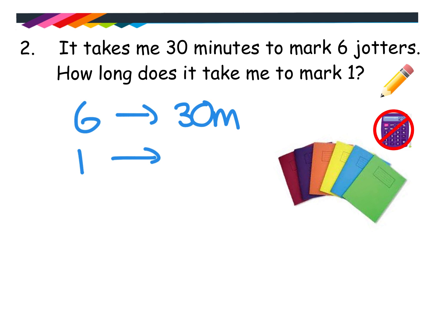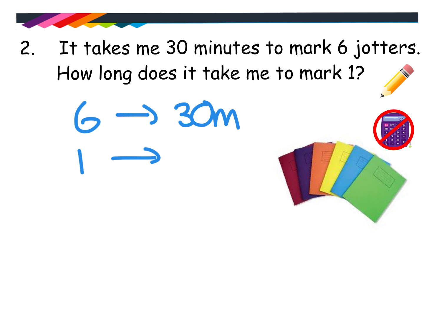So the thing we're trying to find out should be on the left-hand side. So in the last example, I was looking for the cost of a magazine. So magazines were on the left. And this one I want the time for 1 jotter. So jotters are on the left.